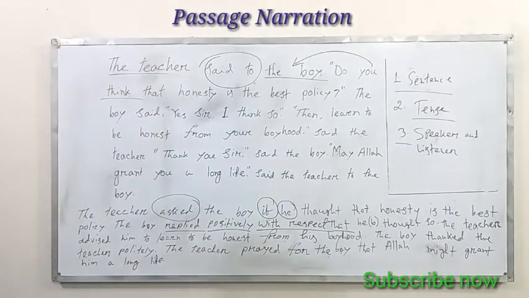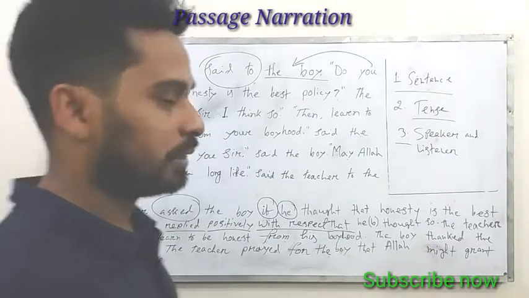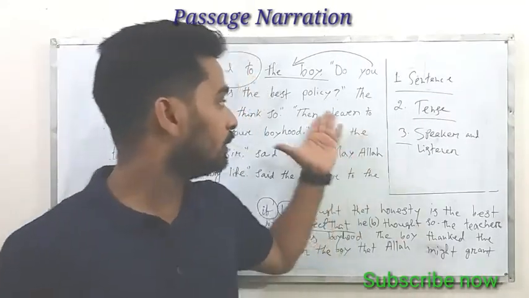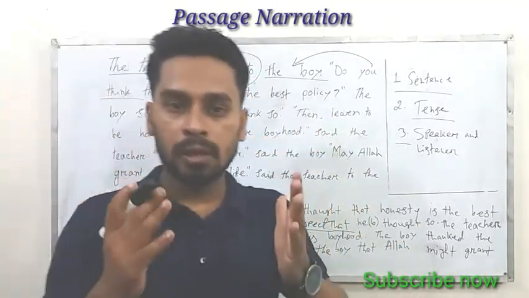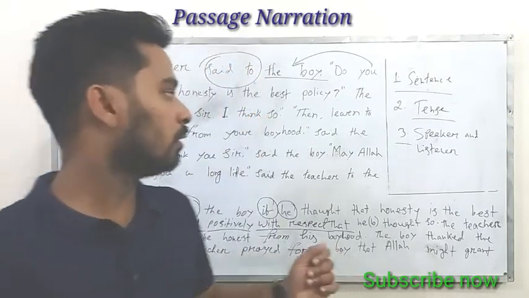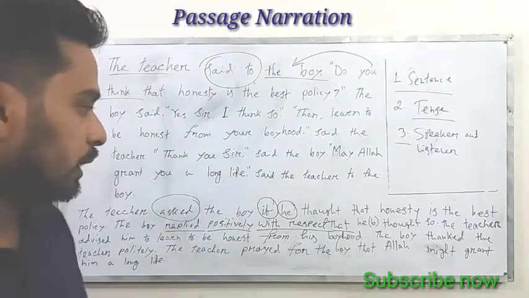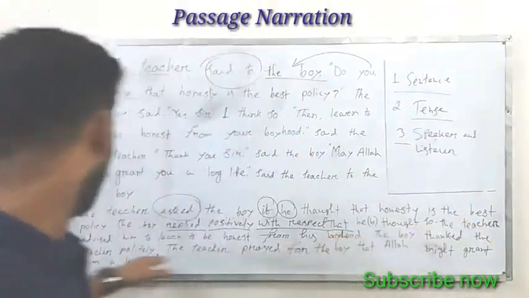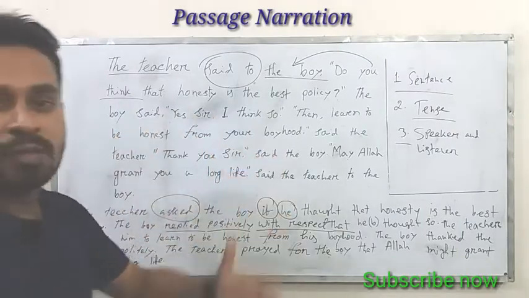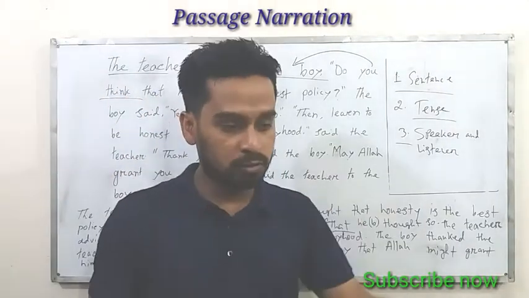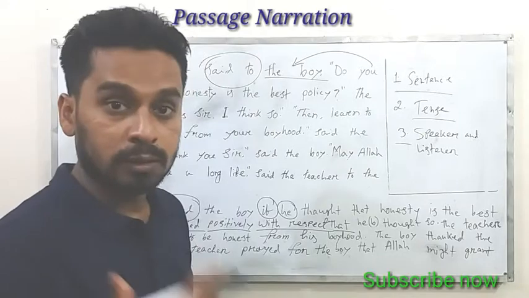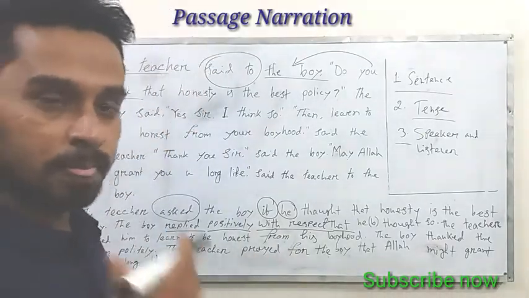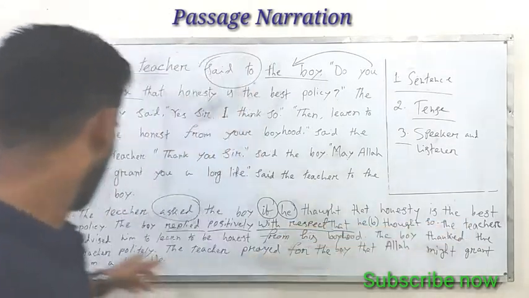Now, "Then learn to be honest from your boyhood," said the teacher. Here the speaker is the teacher and the listener is the boy, and this is an imperative sentence. Okay, so we have to make it: the teacher advised him. Here the teacher is advising the boy that he has to learn honesty from his boyhood. So the teacher advised him.